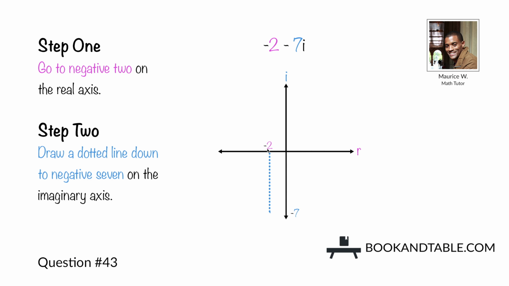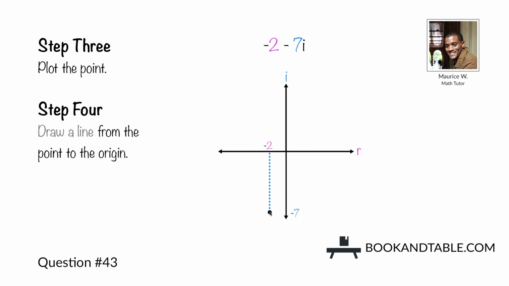Step 1, go to negative 2 on the real axis. And then step 2, draw a dotted line down to negative 7 on the imaginary axis, and then plot the point. This point represents negative 2 minus 7i. And from here, you want to draw a line to the origin. We can now use this right triangle to help us solve for our theta angle.